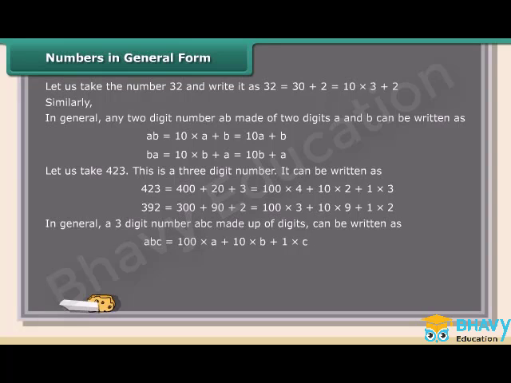In general, a three-digit number ABC made up of digits can be written as ABC is equal to 100 into A plus 10 into B plus 1 into C, which is 100A plus 10B plus C. In the same way, CAB is equal to 100C plus 10A plus B. BCA is equal to 100B plus 10C plus A.